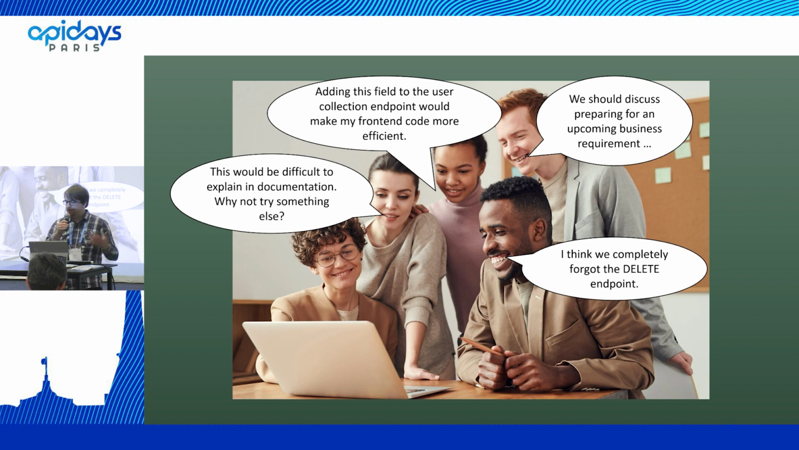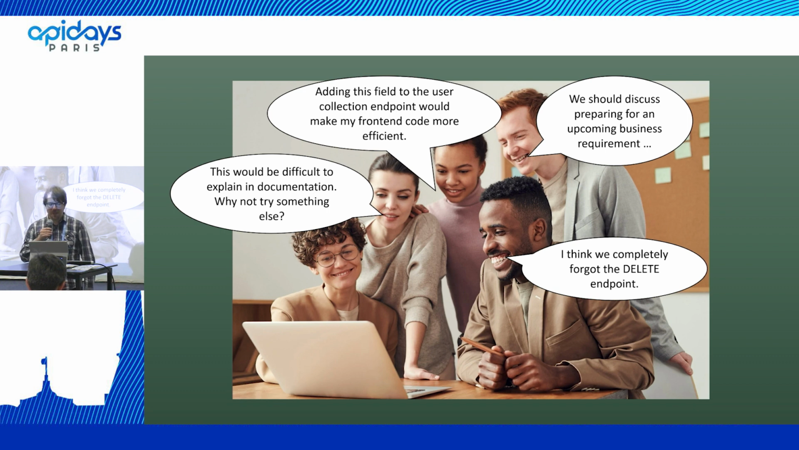I mean, yeah, sometimes only when you start writing an implementation, you see, okay, maybe this isn't exactly the best way to do this in the API. We should discuss preparing for an upcoming business requirement. Yes, future-proofing your API is important. And then obviously small mistakes can happen, like this guy mentioned. I think we completely forgot the delete endpoint.